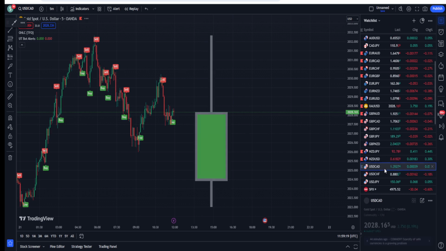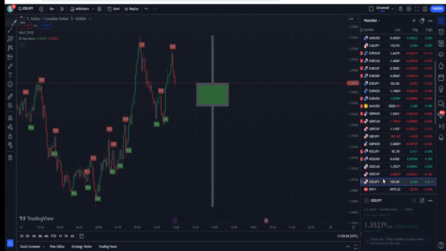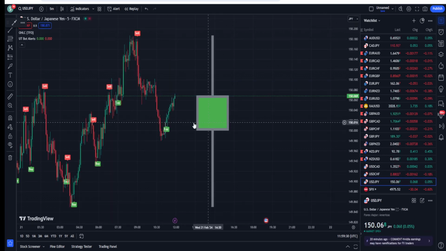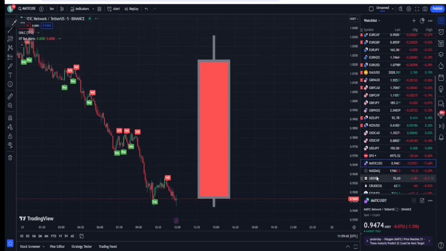Let me show you how it is working on the other pairs. You can see it was green, the buy signal worked perfectly fine. Let's have a look at USD JPY. Yes, the buy just worked, you can see when it was clearly green. Let's have a look at stocks. The stocks are on the weakening side. You can see it's overall in a downtrend. S&P 500. Let's have a look at crypto.